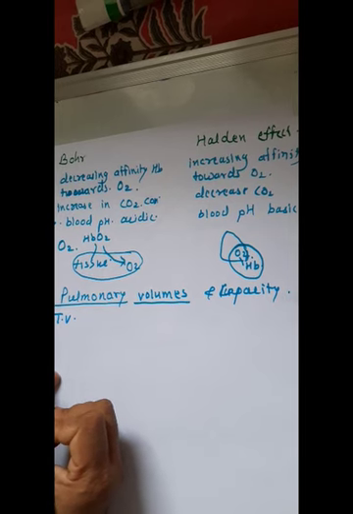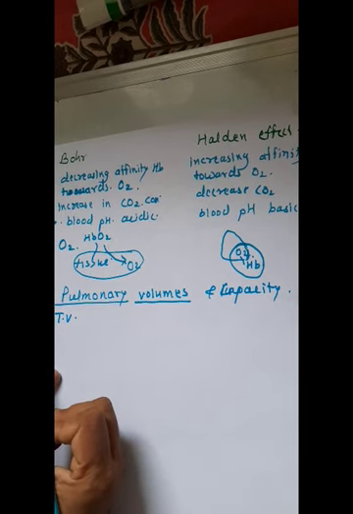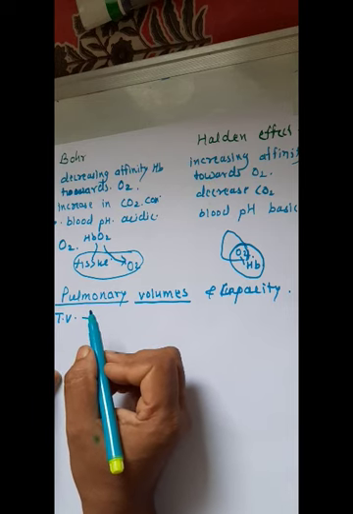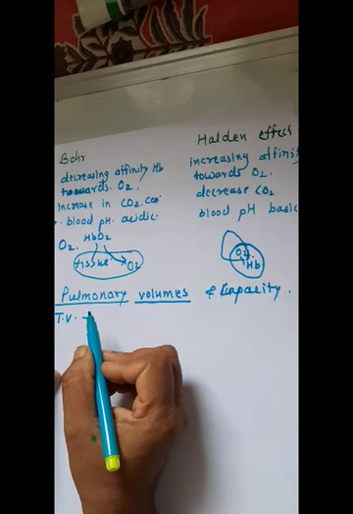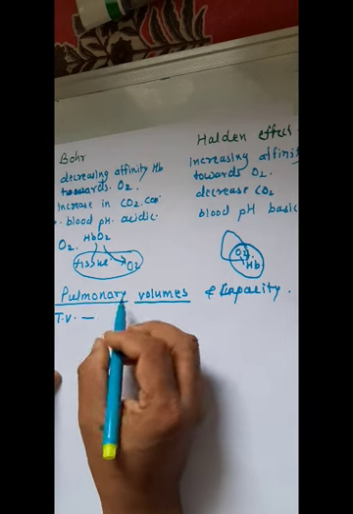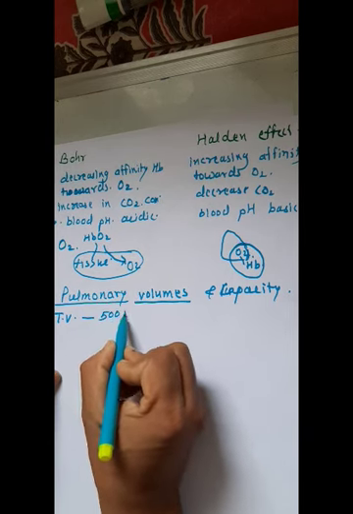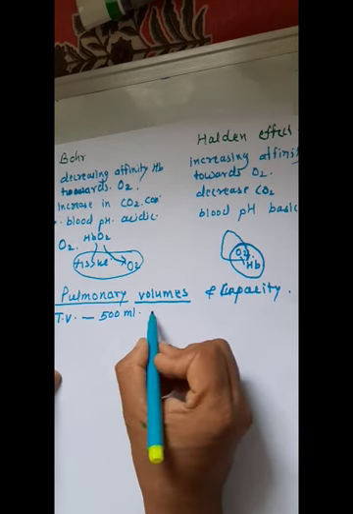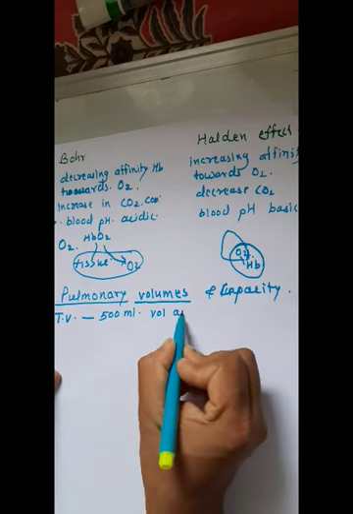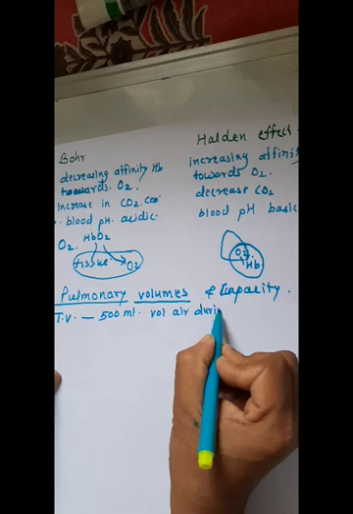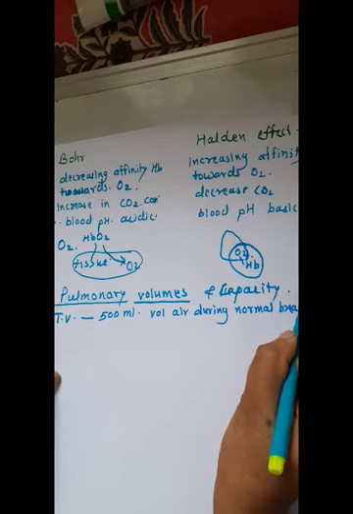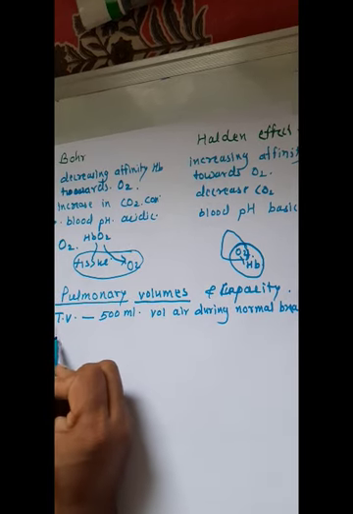Tidal volume means the volume of air inspired or expired during normal breathing. नॉर्मल ब्रीदिंगच्या वेळेस जी व्हॉल्यूम, एअरची व्हॉल्यूम घेतली जाते, ब्रीथ केली जाते, त्याला आपण टायडल व्हॉल्यूम म्हणतो. And it is near about 500 ml. It is the volume of air inspired or expired during normal breathing. This is called the tidal volume.